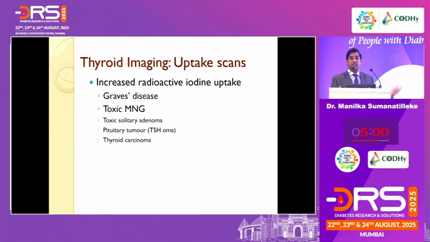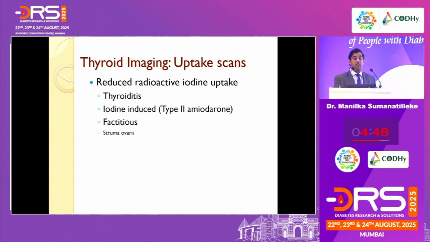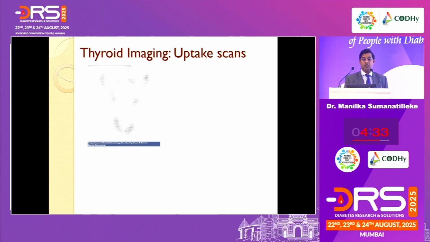Of course, the uptake scans, I don't know the availability here, but this will be very useful to differentiate most of the common causes of hyperthyroidism, as shown here, increased uptake in these conditions and reduced uptake in the conditions mentioned there. That is a very useful test to differentiate between thyroiditis and early Graves' disease. So let's look at some scans.